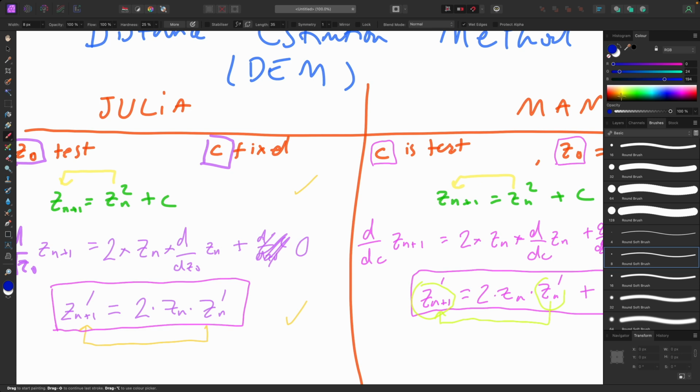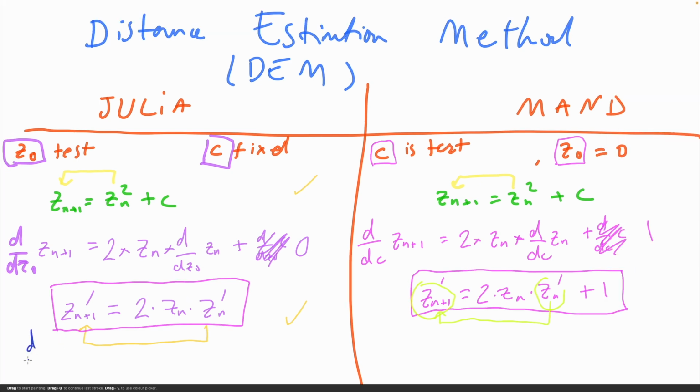So at Z0 we're asking what's the gradient d by dz0 of Z0, and that's 1. So that's the seed value for the gradient. So Z0 gradient equals 1. And it's different here. Here we're asking dc of Z0, and remember Z0 is fixed anyway, so that's 0. So the seed value here, Z0 gradient, is 0.